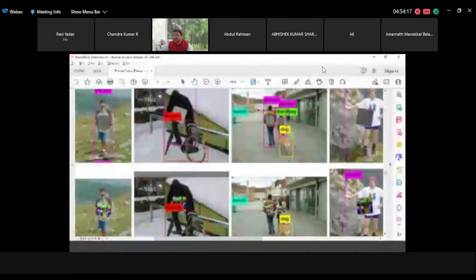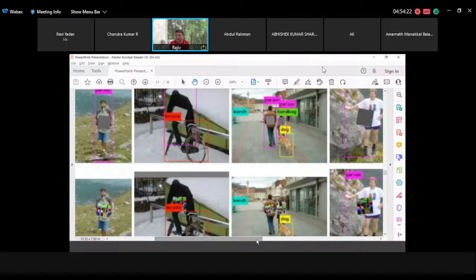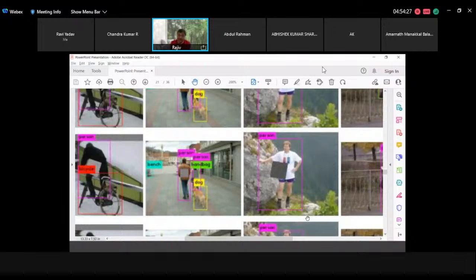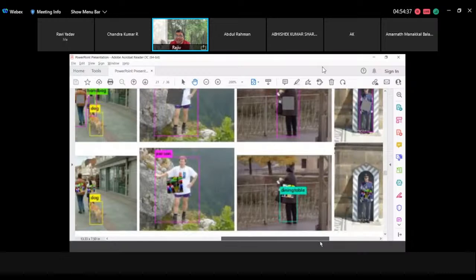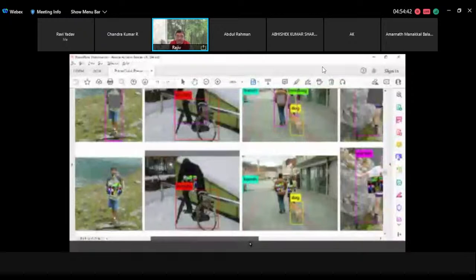However, for some of them, it might not work. Like in this case, the person continued to be identified by the model. Now, in these examples, either they were classified or they were not classified. But we haven't seen any misclassification so far.